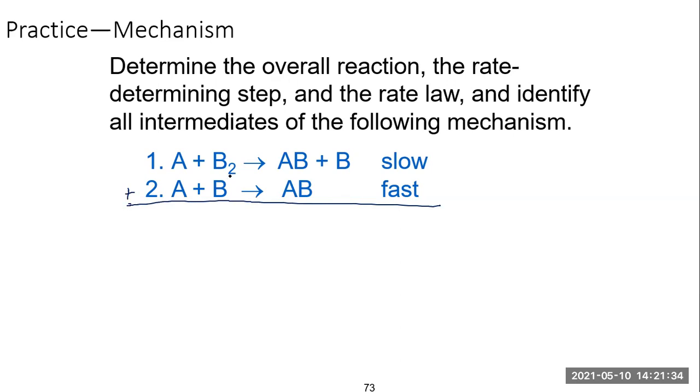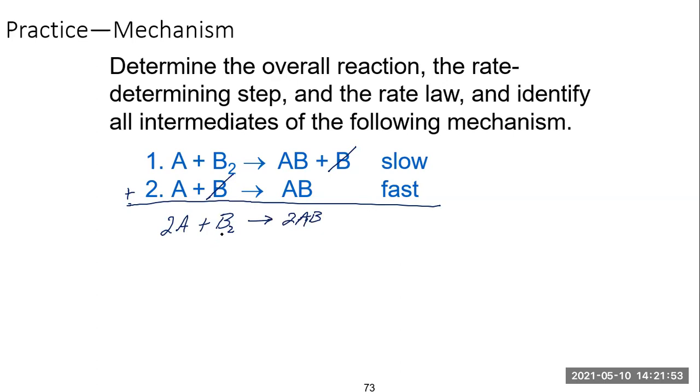It looks like it is B that gets canceled there. That's going to leave us on the left-hand side 2A plus B2, and on the right-hand side 2AB in this case. So this is our overall reaction.